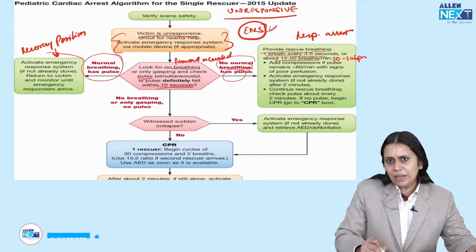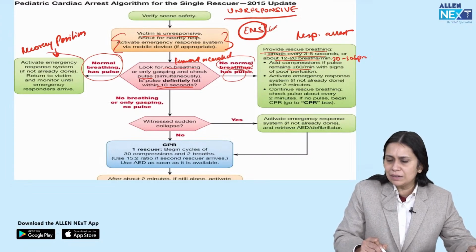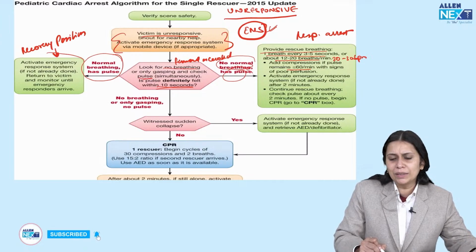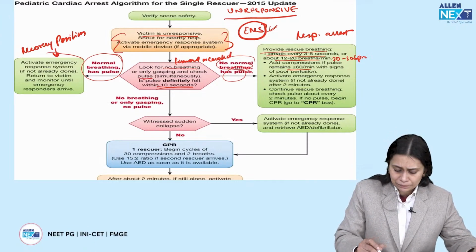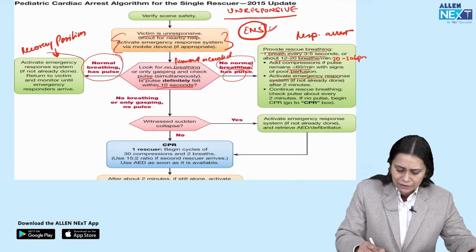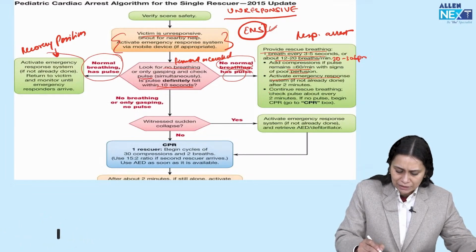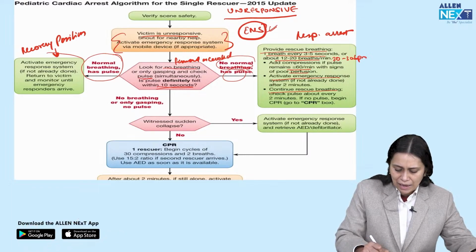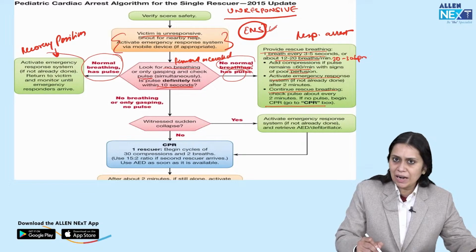In a child, we feel for the pulse and we also count the pulse. This is different from an adult. In an adult, if there is a pulse, there is a pulse; we don't count it. Here we have to count the pulse. If it is less than 60 with signs of poor perfusion and not improving with rescue breaths, we activate the emergency medical system if it has not already been activated, continue the rescue breaths, and if there is still no improvement in the pulse rate, we add CPR, that is chest compression.